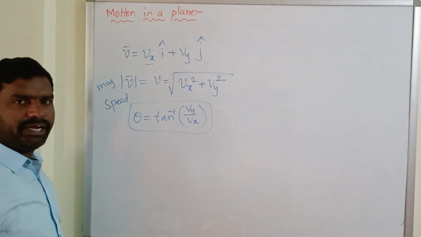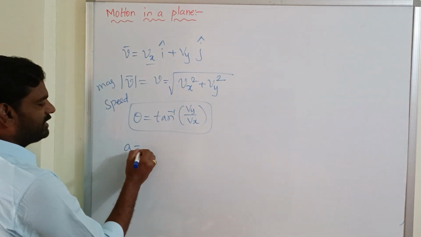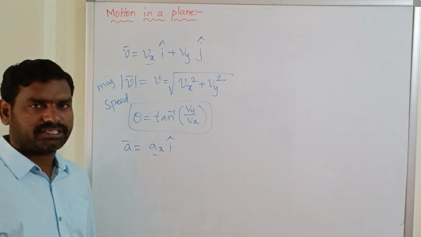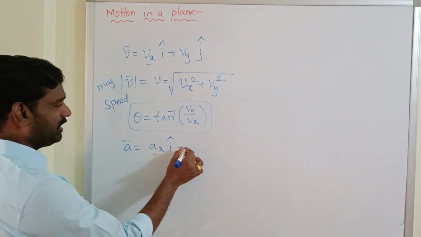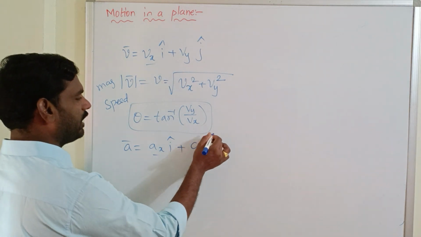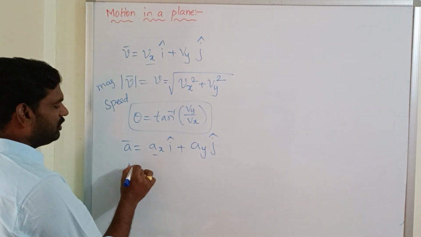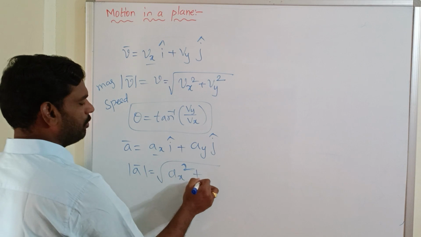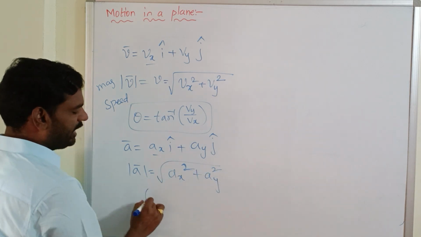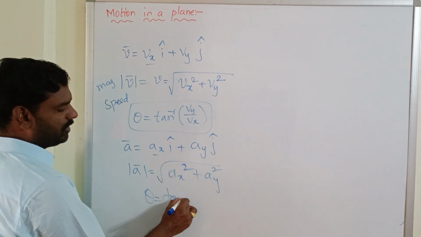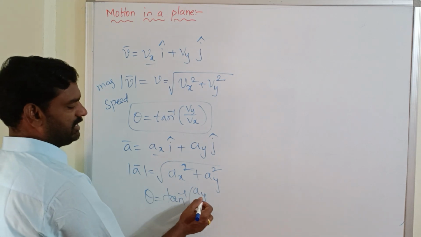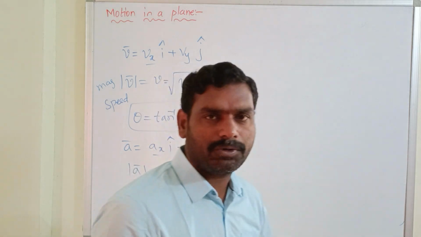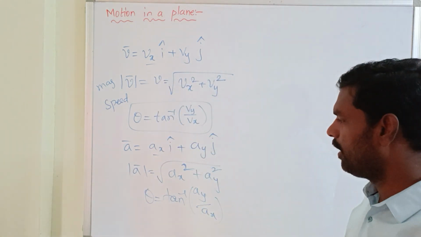And also the acceleration vector is given by: along the x axis the acceleration is ax, and along the y axis the acceleration is ay. So the magnitude of acceleration is the square root of ax square plus ay square, and the direction theta equals tan inverse of the y component of acceleration divided by the x component of acceleration. We have discussed all these things in the previous lecture.